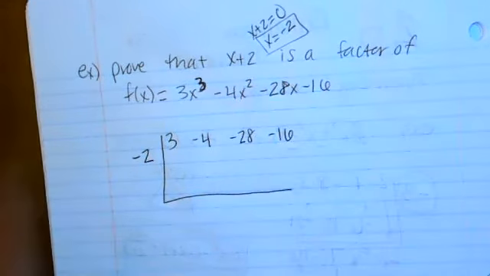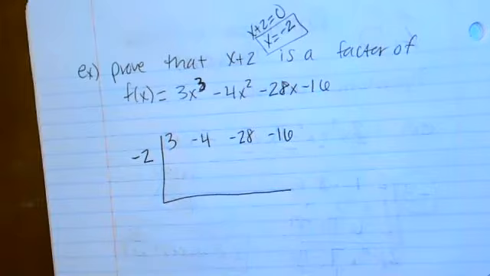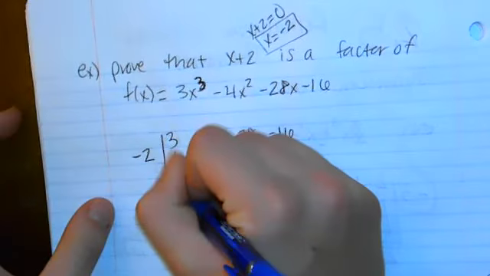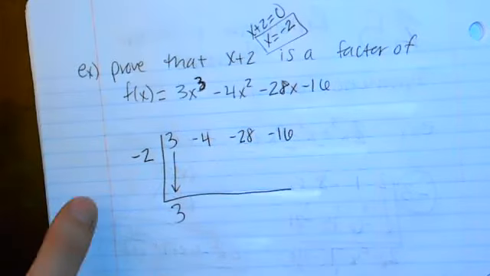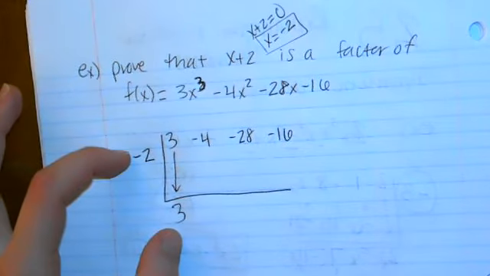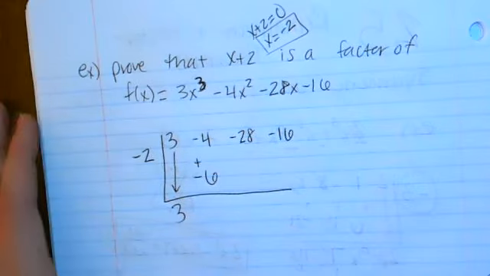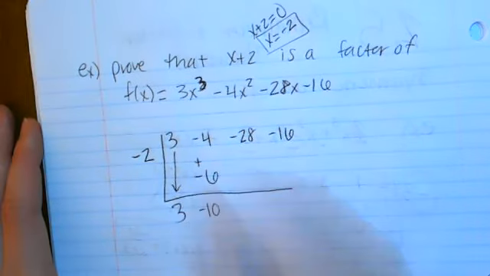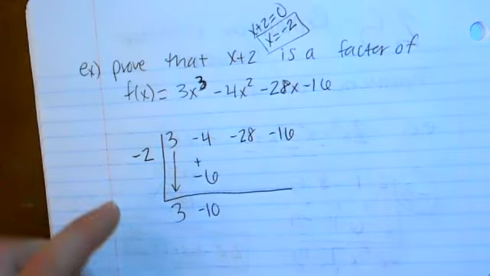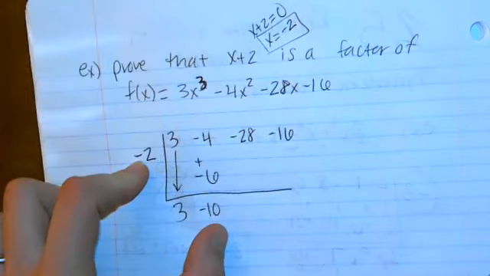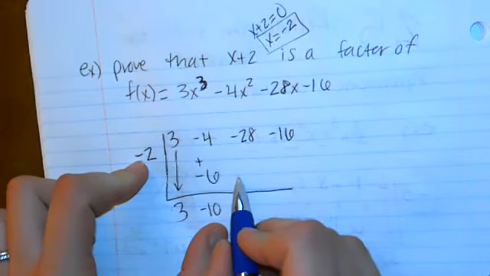Go up top. Okay, start this process over again. You drop your first term down. So 3 comes down. Negative 2 times positive 3 is negative 6. Add those up over here. You get negative 10. Negative 2 times negative 10, negative 20, and that goes right here.